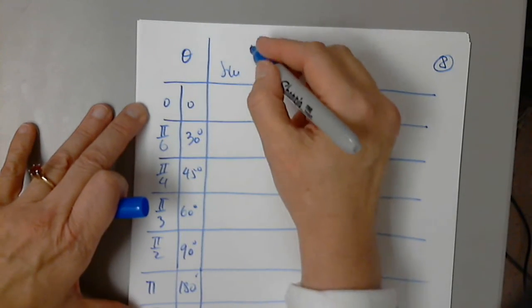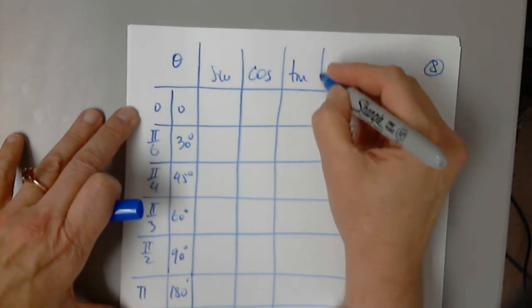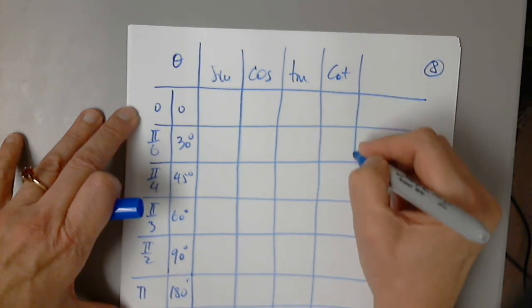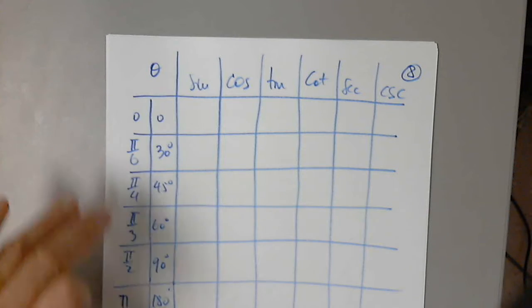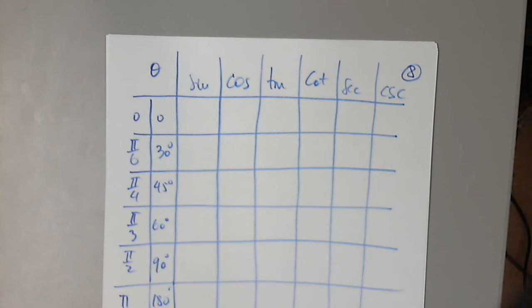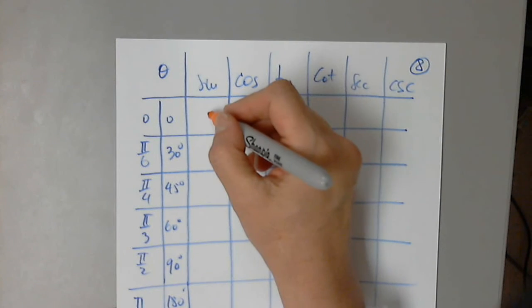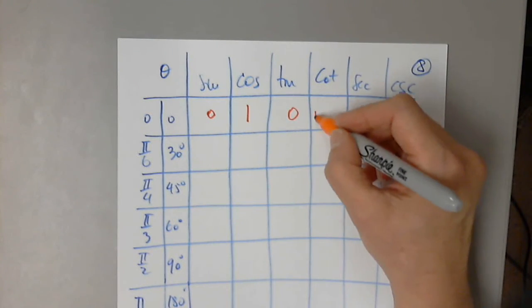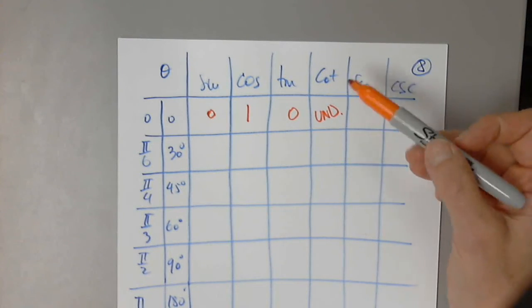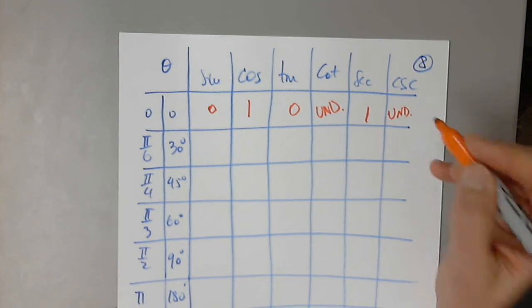At the top: sine, cosine, tangent, cotangent, secant, cosecant. Okay, sine 0 again. Perfect, cosine 0 is 1. So then tangent is 0, but cotangent is undefined. And secant is 1 over cosine, which is 1. But cosecant is 1 over sine, which is undefined.